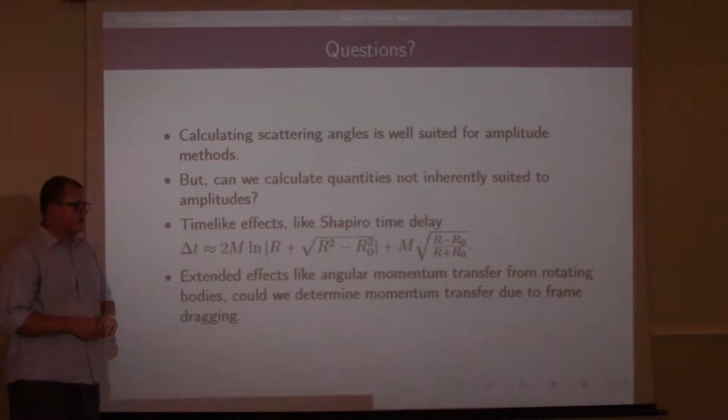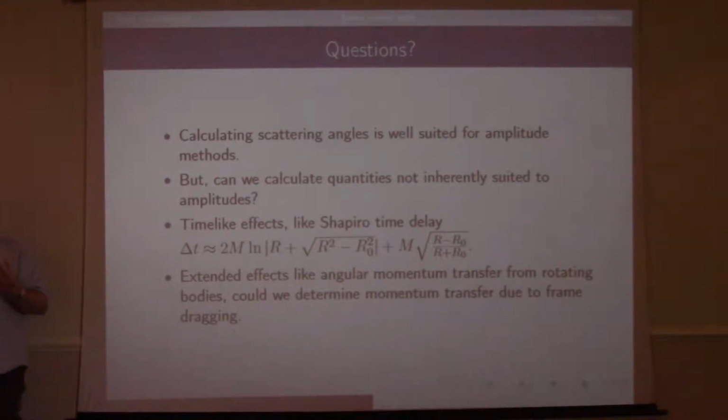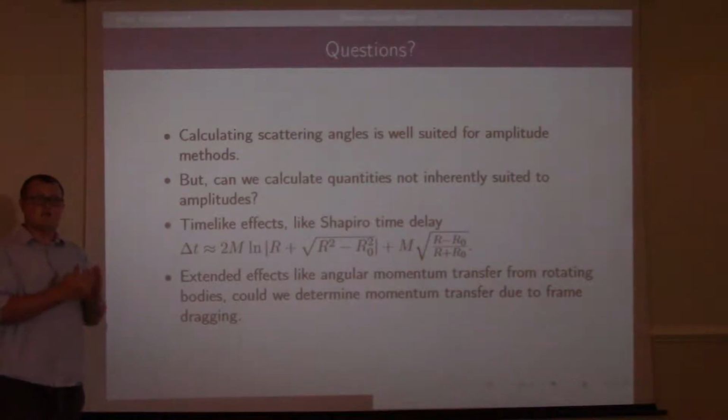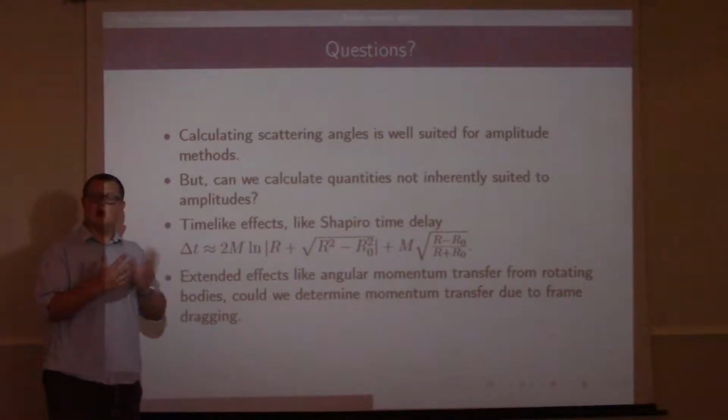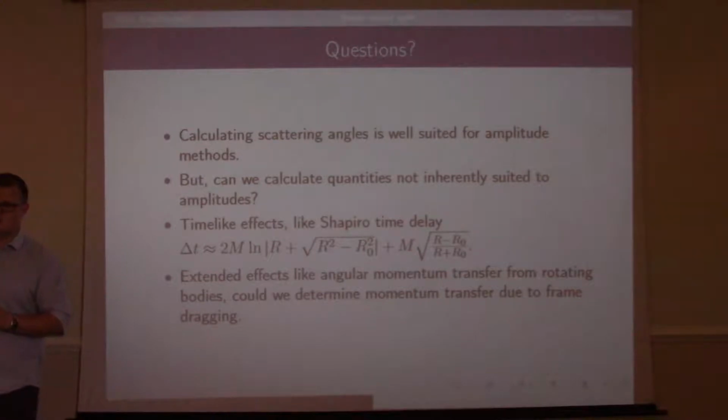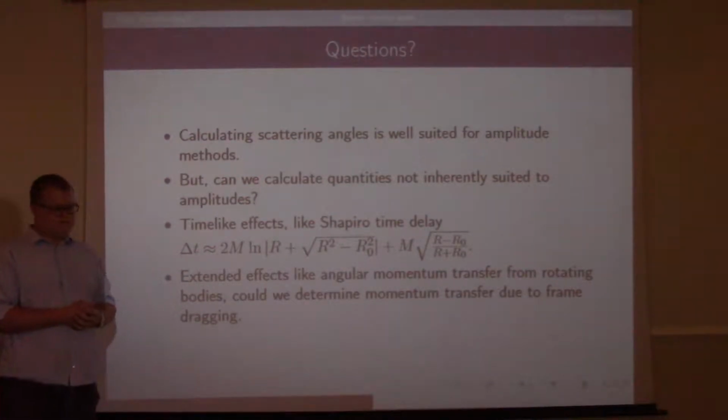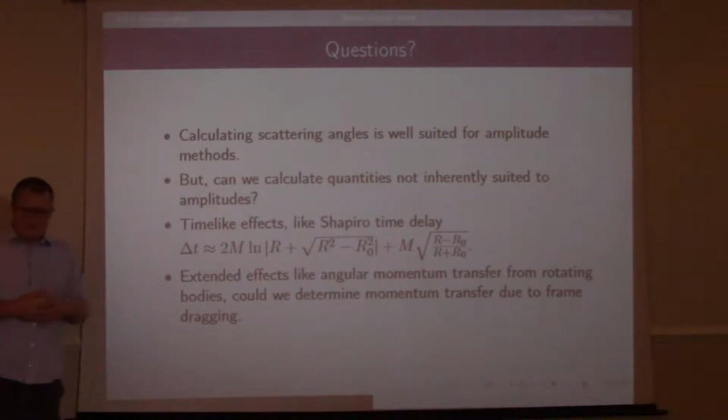Another one is extended effects. Say, for example, you have a light ray passing through the ergosphere of a curved black hole, and you have some angular momentum imparted on this photon. How do you describe that using these methods? In this case, we need to introduce some form of scale.